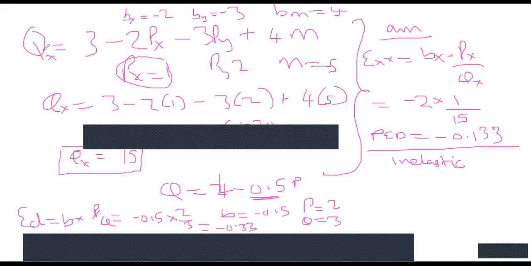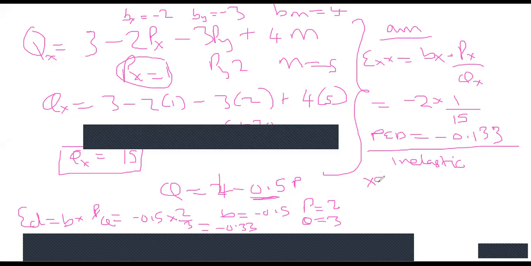Since Q is subject to the formula, we're using B times price over quantity. Except that there are a lot of B's. The B for good X is minus 2. The actual price is 1, and the quantity is 15. Then we get negative 0.133.